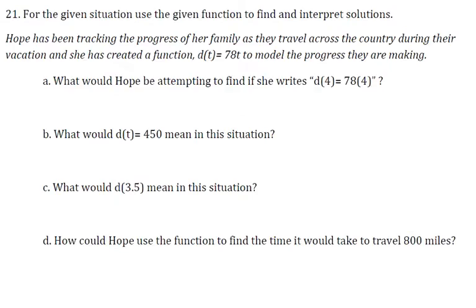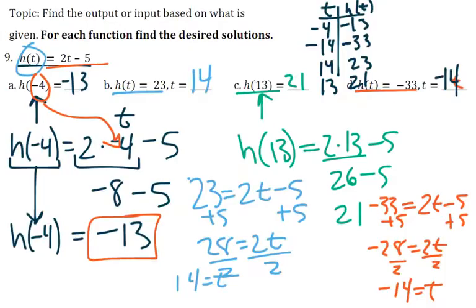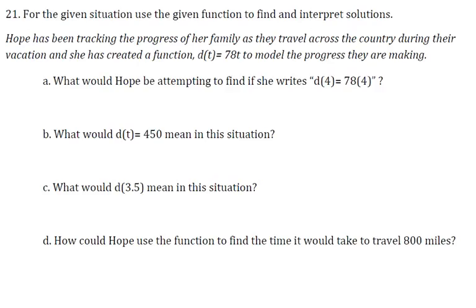Alright, so 21, now we've got a story problem where we're kind of doing the same thing that we did with the graphs and the functions. So now we're just dealing with it in story form. So Hope has been tracking the progress of her family as they travel across the country during their vacation, and she has created the function d of t equals 78 times t to model the progress they are making. So what would Hope be attempting to find if she wrote d of 4 equals 78 times 4?